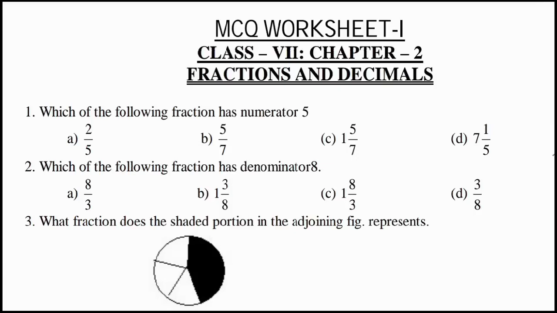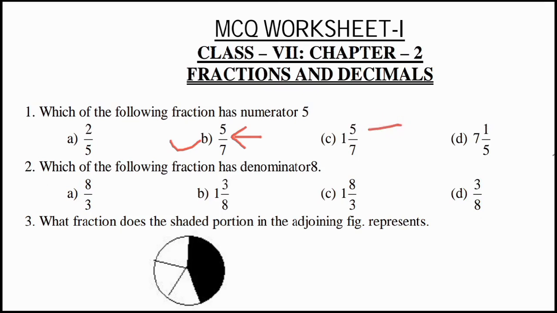Today we will learn MCQs of chapter number 2 of class 7. First question is, which of the following fraction has numerator 5? So first of all, we know that the upper part of fraction is called numerator, and here as we can see that in option B the numerator is 5. So correct answer is B.